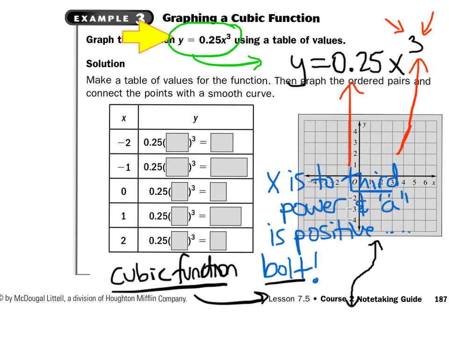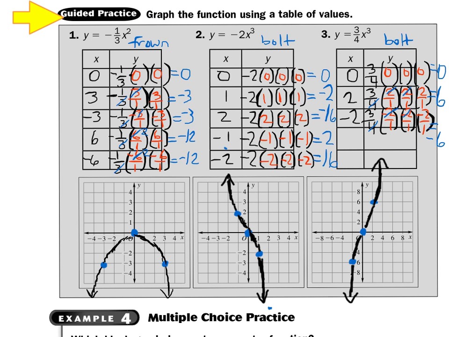Okay, and since this is positive, we know it's going to be the positive lightning bolt. So it's going to be this lightning bolt here. That would be the shape if we graphed it. And we'll graph some on the next page. And remember, this is called a cubic function. When it's to the third power, it's a cubic function. Okay, so let's graph some of these.